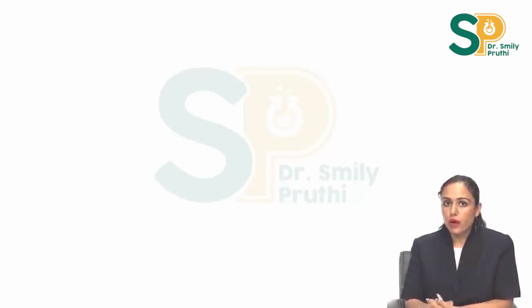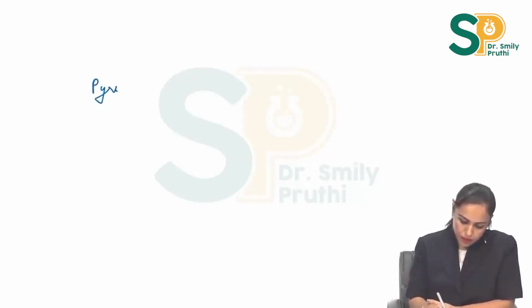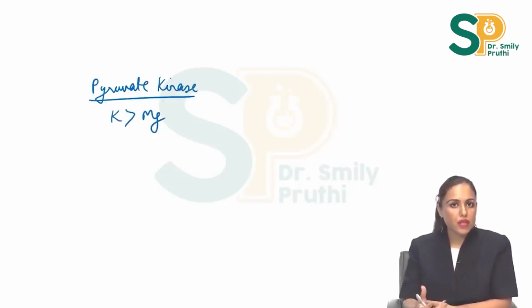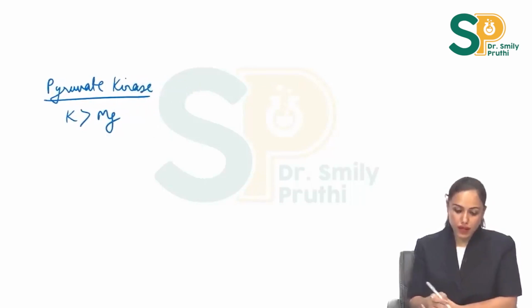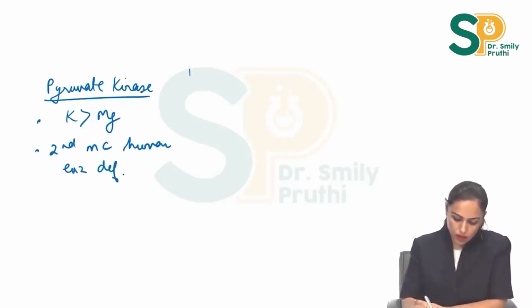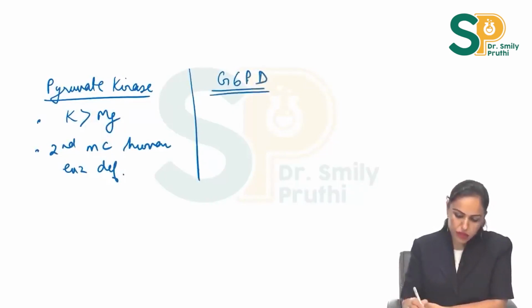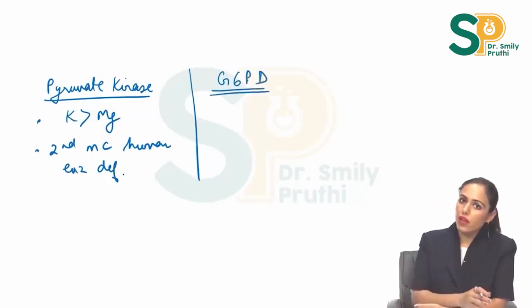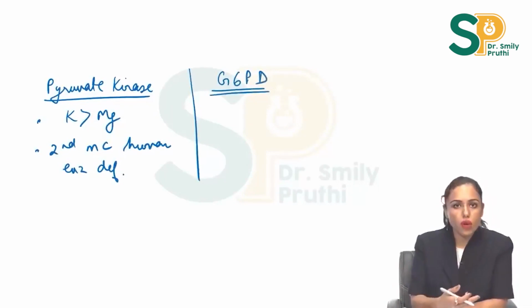I told you something special about pyruvate kinase enzyme. You have done that. Pyruvate kinase enzyme requires potassium more than magnesium. Most of the kinases use magnesium, but pyruvate kinase requires potassium more than magnesium. Now one more point about pyruvate kinase is that this enzyme deficiency is the second most common human enzyme deficiency. There is one more enzyme which is the first most common human enzyme deficiency, that is G6PD enzyme, which is an enzyme of HMP pathway. Pyruvate kinase enzyme is of EMP pathway or glycolysis.